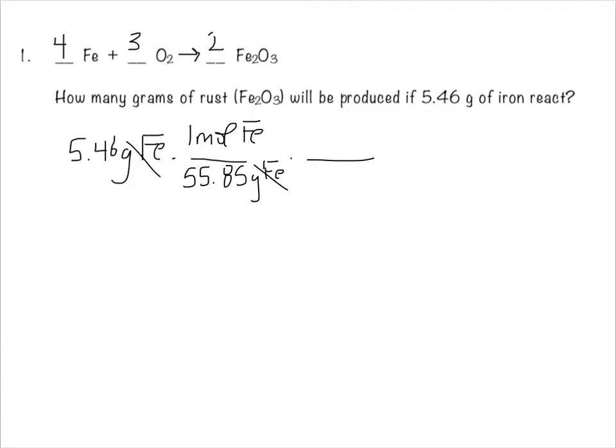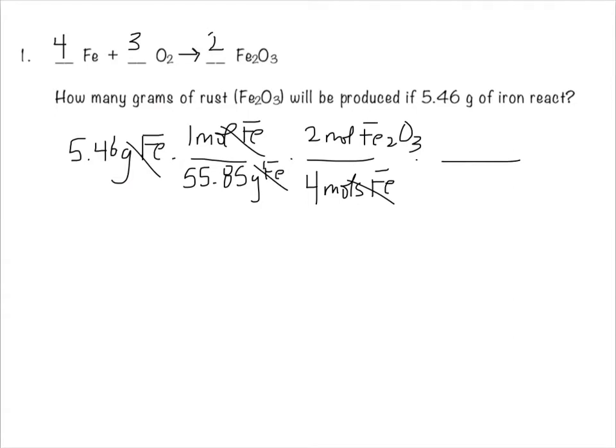I want to now convert iron to iron 3 oxide. How am I going to do that? Well, I'm going to use the mole ratio from the balanced formula equation. Notice for every 4 moles of iron, there are 2 moles of iron 3 oxide. Moles of iron cancel. If I were to solve at this point, my units would be moles of iron 3 oxide, but I didn't want moles because it specifically asked for how many grams are produced.